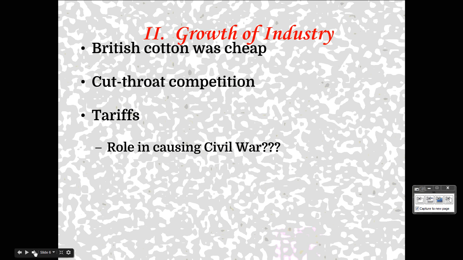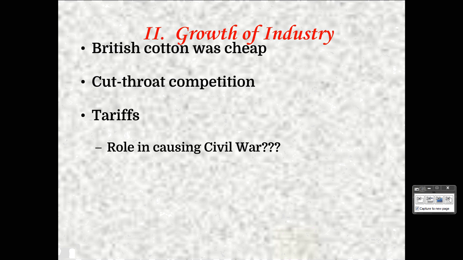The other part of the growth of industry is the role of the government. The government is going to be crucial in protecting early American industries, particularly in the textile industries. We have to go back to the War of 1812 for this. After the War of 1812, the fledgling American textile industry is going to face fierce competition from British cotton, which was produced cheaply in factories.